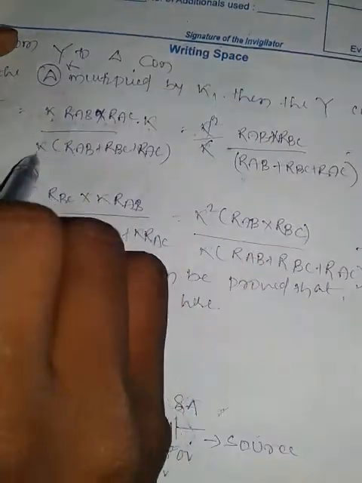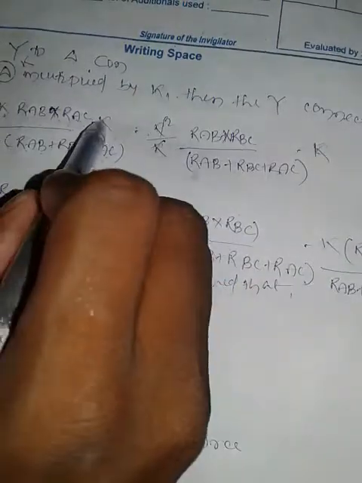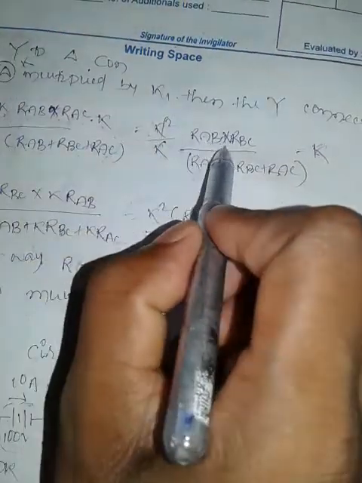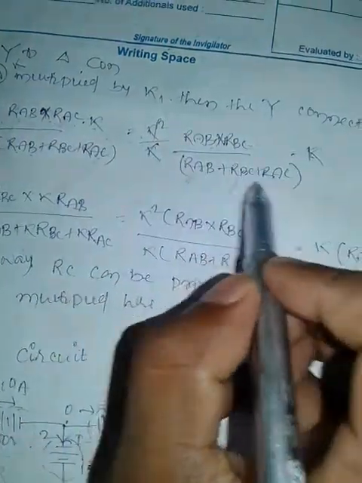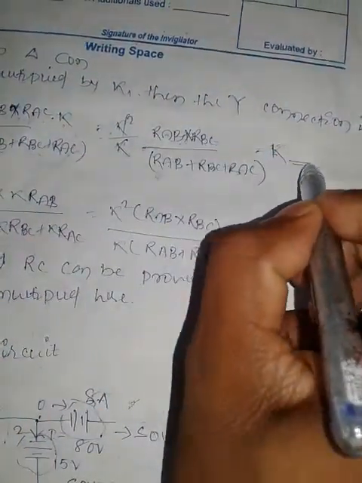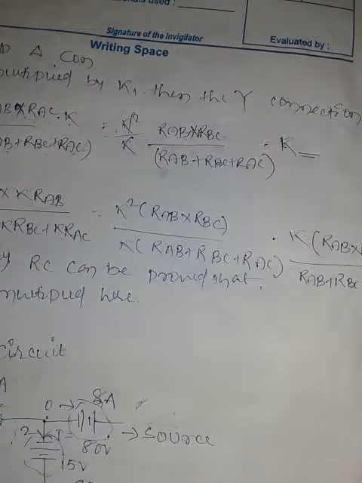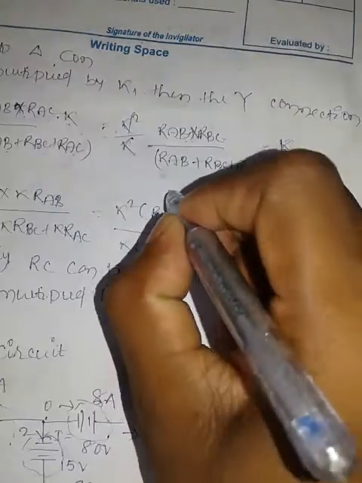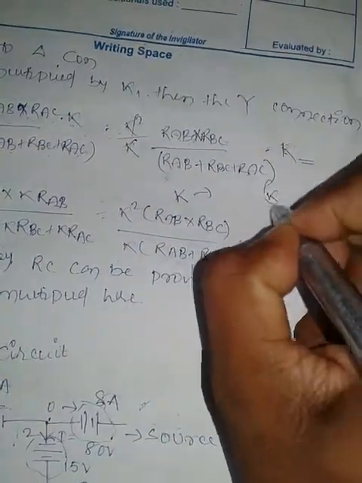Everywhere is K, so we take K as common. So RAB plus RBC plus RAC. So here K into K square, RAB plus RBC, divided by K. So finally we are getting K. So when in delta connection every element is multiplied by K, then in star also every element is multiplied by K.